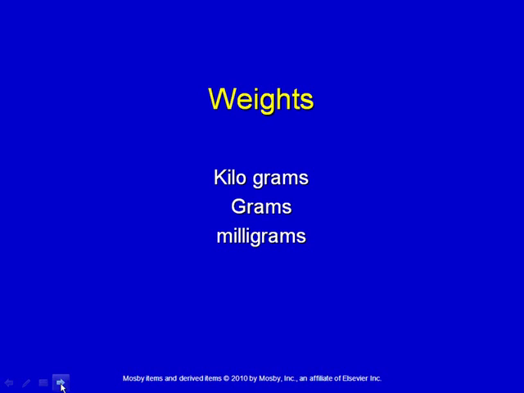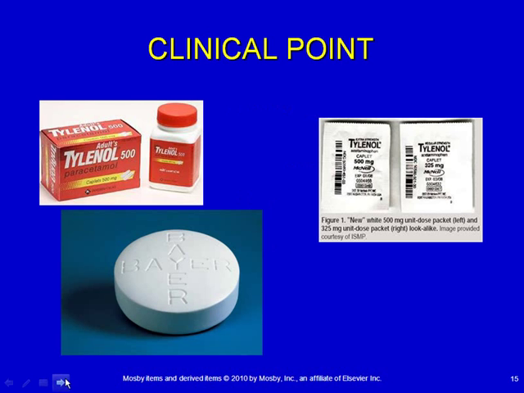Weights. And this we're looking at on page 64. The base of a weight is a gram. 1,000 times a gram is a kilogram. A 1,000th of a gram is a milligram. Weight, and we may have already discussed in class, is the weight of the dosage. We tend to think of that as being the concentration or strength.